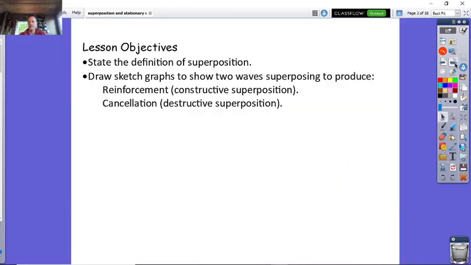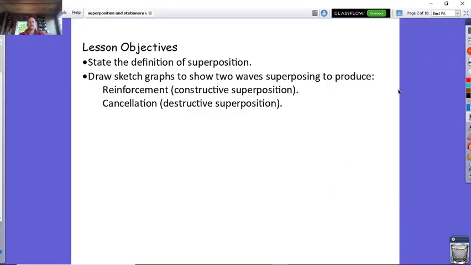This is an A-level physics lesson all about superposition. And what I want to do today is define what is meant by superposition, and then we're going to draw sketch graphs to show two ways of superposing to produce reinforcement and cancellation.